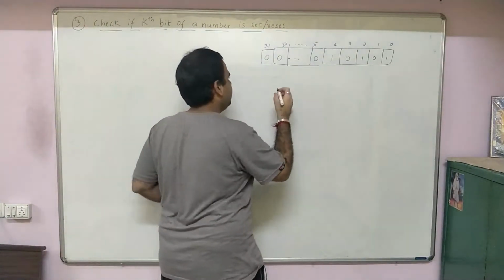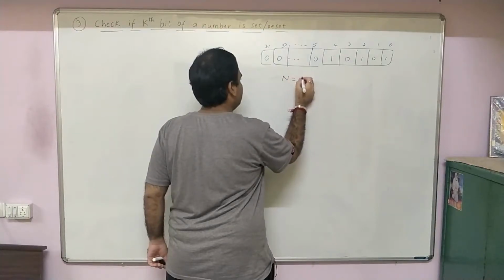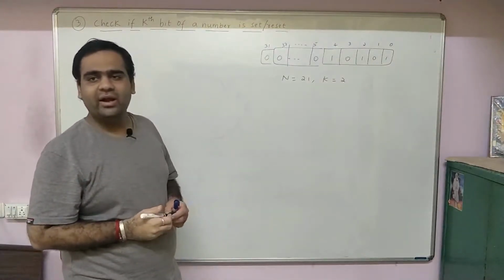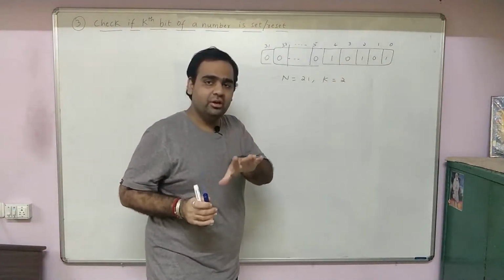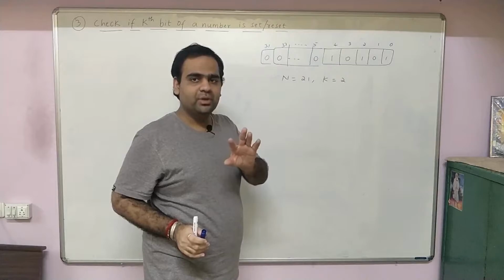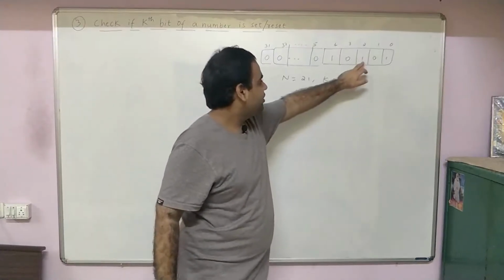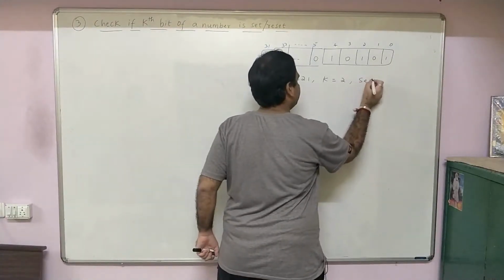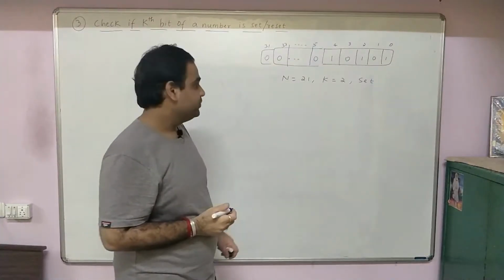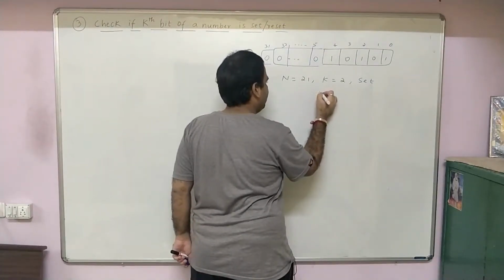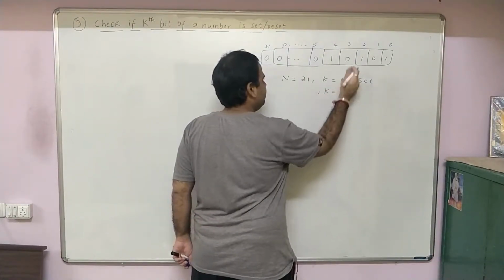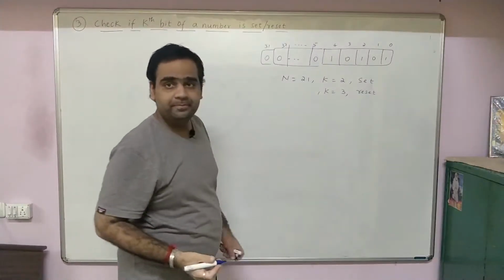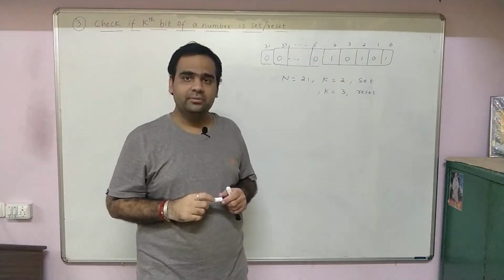Suppose I say n is equal to 21 and k is equal to 2. Now you need to find whether the second bit is set or reset. Set means 1, reset means 0. Now the second bit is 1, therefore it is a set bit. Now if I say n equal to 21 and k equal to 3, the third bit is 0, therefore it is a reset bit.